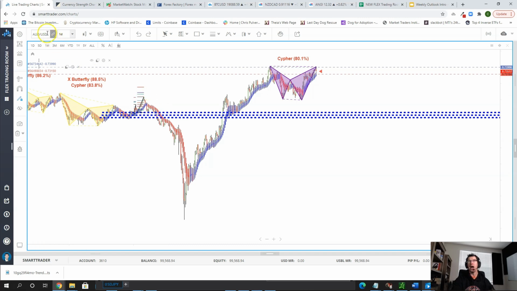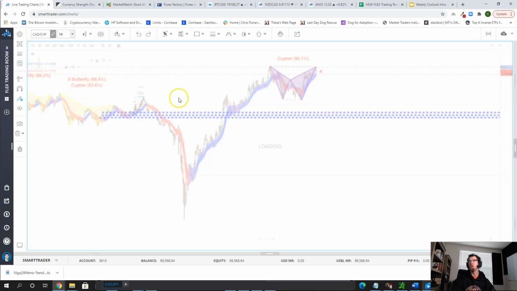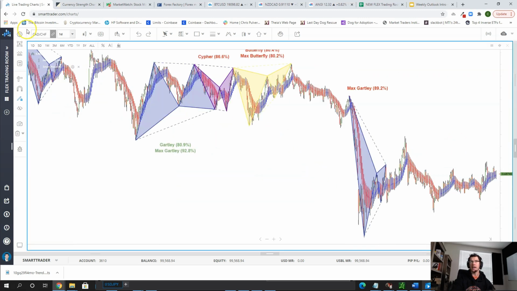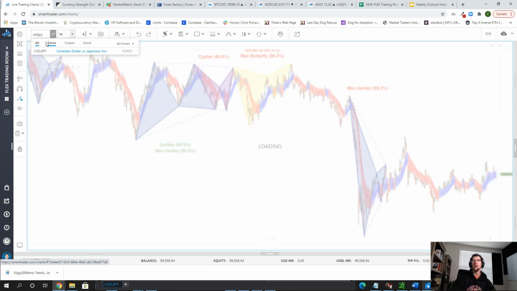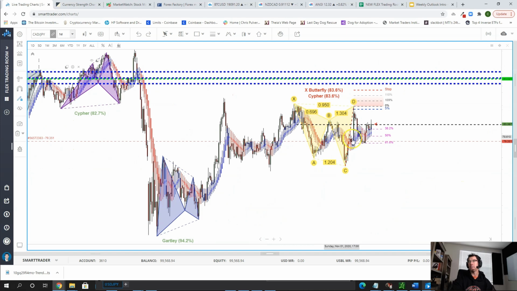So that is why on this, I'm just scrolling through my different charts. So CAD Swiss as an example. Do I have a pattern on the CAD Swiss? I do not. How about the CAD Yen? Do I have a pattern on that one? So I can go through all of my majors and crosses and find out where do my harmonic patterns sit.